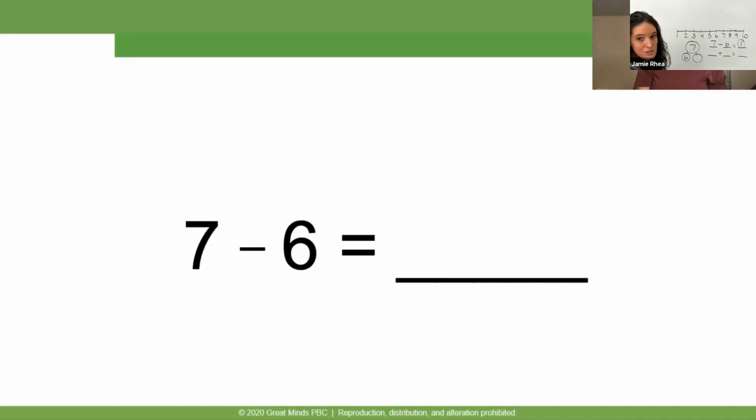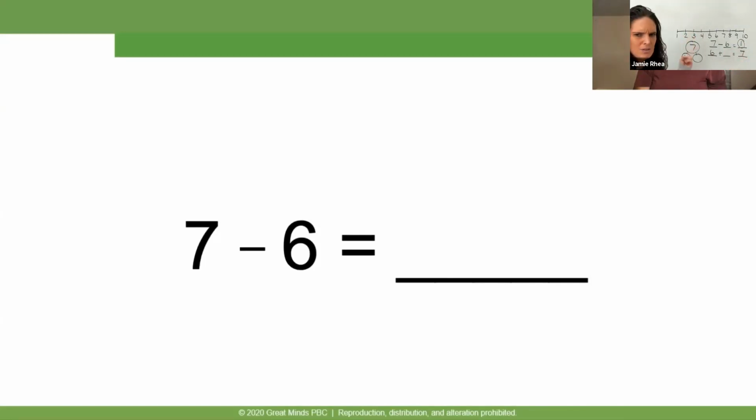Right, we have to start with our part, and our part was the number 6. Okay, now, do we know how many hops we're going to take? We don't, because we don't know the other part yet. But we do know that we're going to have 7 altogether. So we can put our 7 at our total.